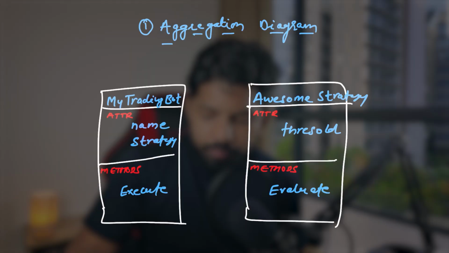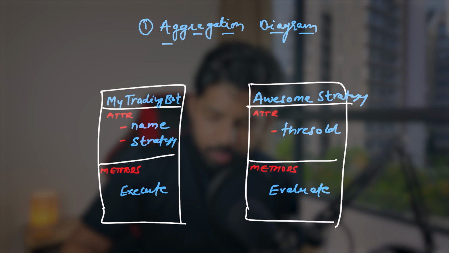So if your attributes are private, you just mention the negative sign. And generally, you have to keep all your attributes, or you can say variables, private, and methods you can keep public. So you will write positive sign. So that is how the class diagram works.